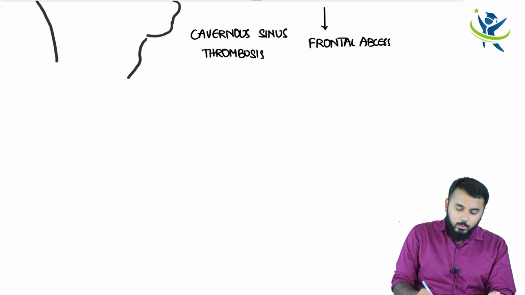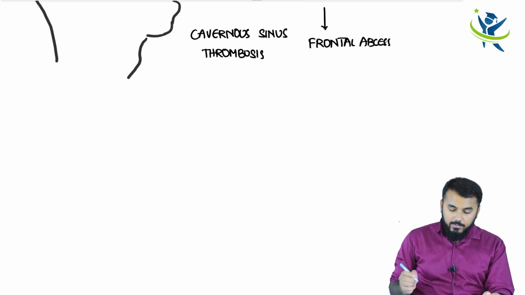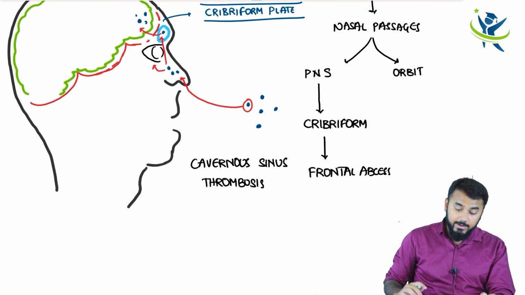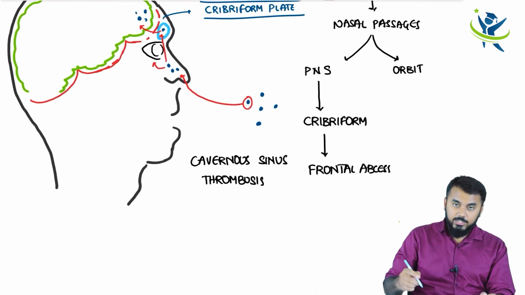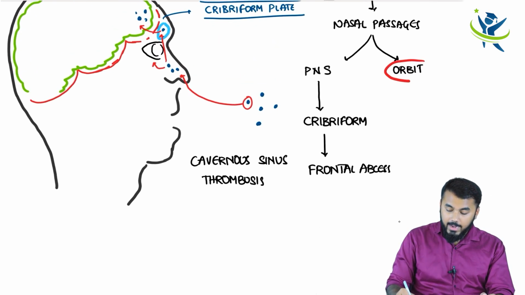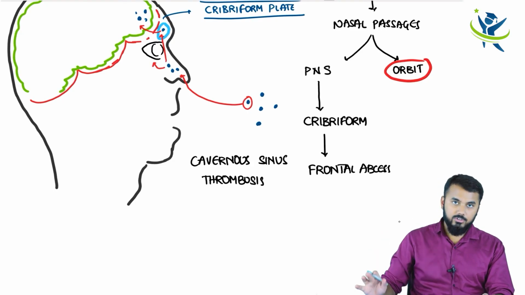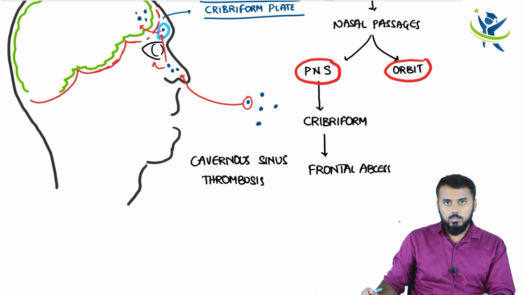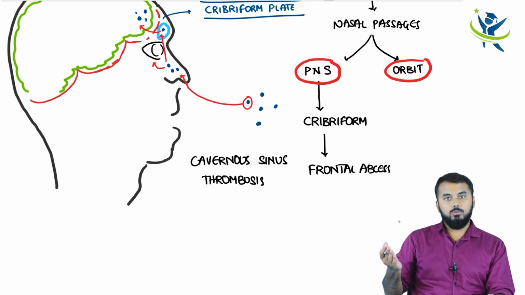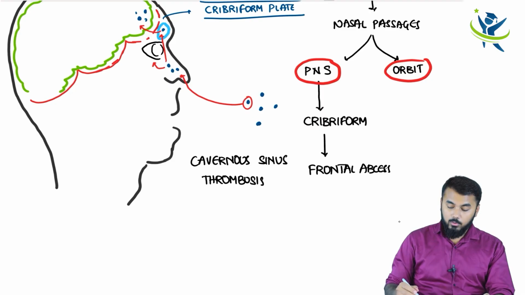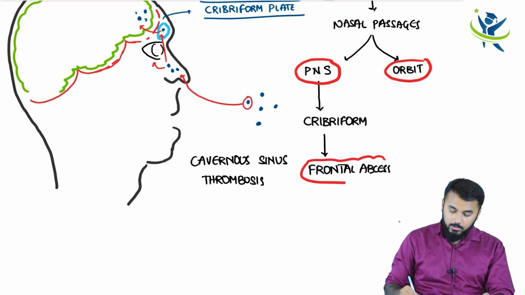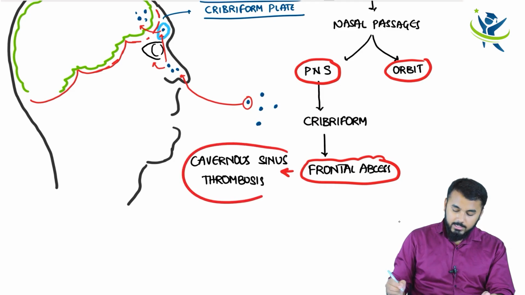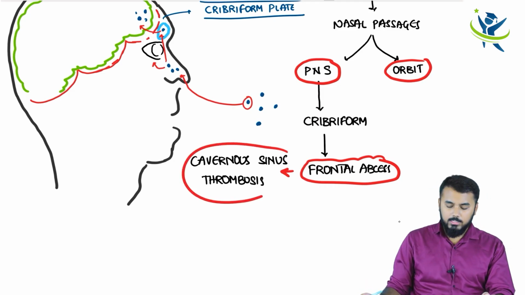Okay. Now another important thing you need to know is that, for example, if the infection is in the paranasal sinuses, it can go till the orbit and stay in the orbit and cause infection of the orbit. It can go till the paranasal sinus and stay there and cause the infection. Or if it doesn't want to stay in the paranasal sinus, it can go to the frontal region of the brain and cause frontal abscess. Or it can also cause cavernous sinus thrombosis. All these things can happen, right?